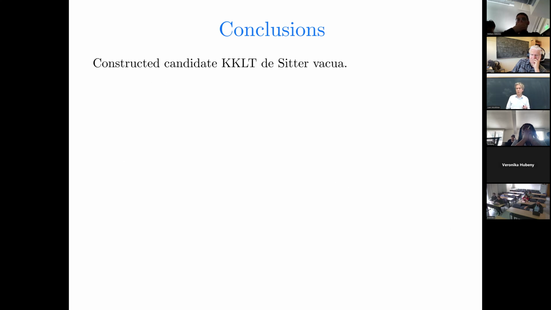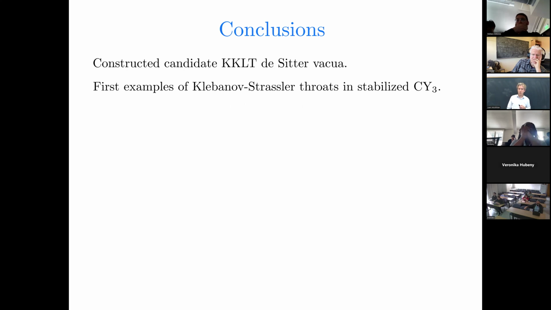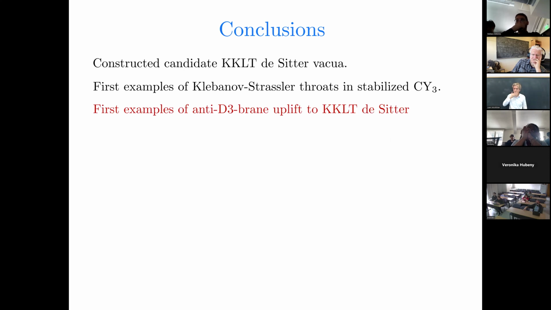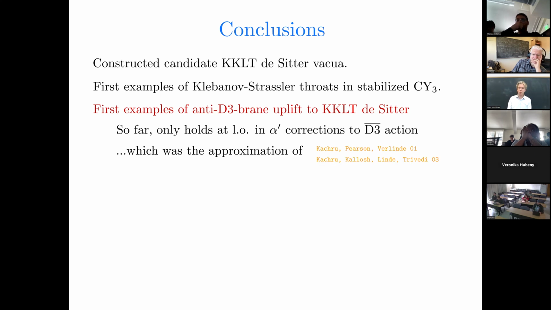So concretely, we've constructed in this setting candidate KKLT de Sitter vacua. We gave the first examples of Klebanov-Strassler throats in stabilized Calabi-Yau threefolds. We gave the first examples of anti-D3 brane uplifts to de Sitter. Now, so far, what I've told you only holds at leading order in the alpha prime corrections to the anti-brane action, but that, after all, was the approximation of the classic works on this subject.